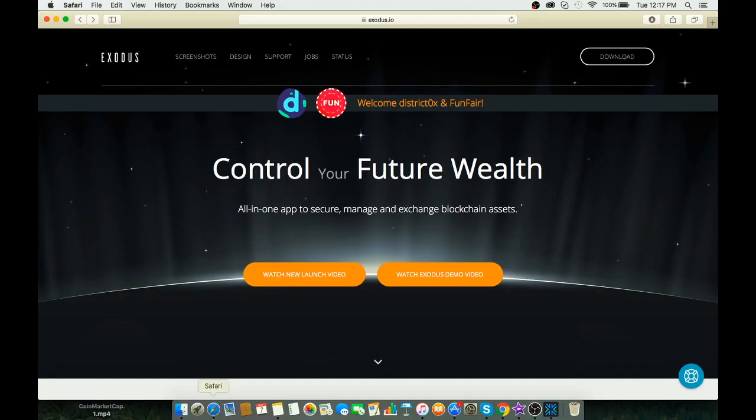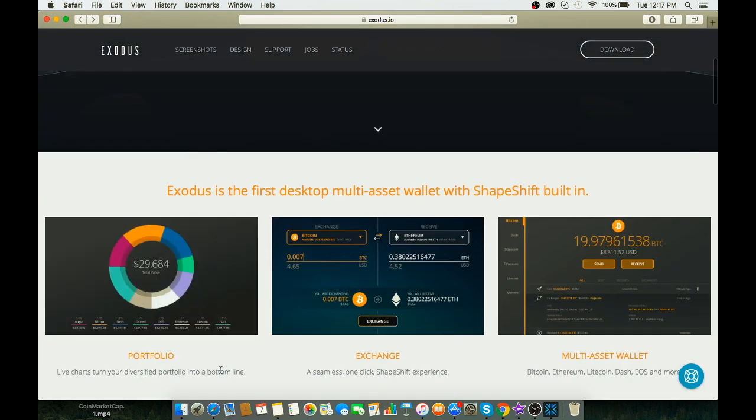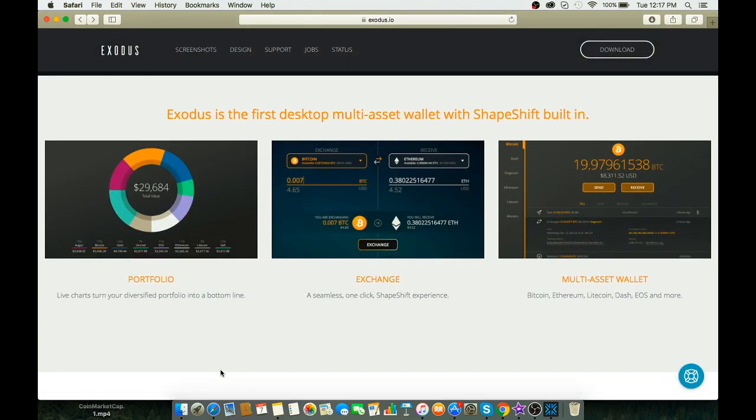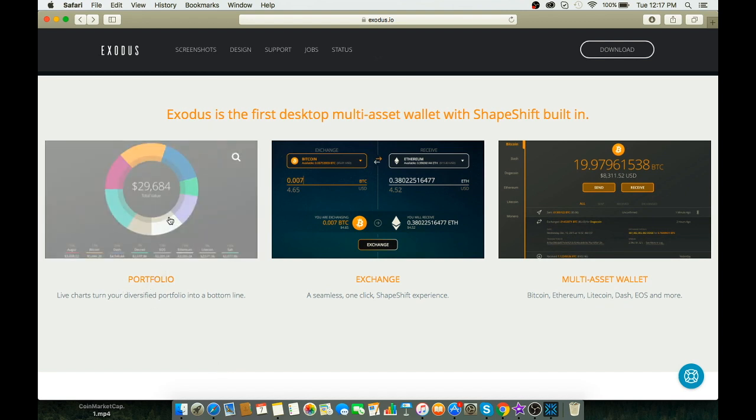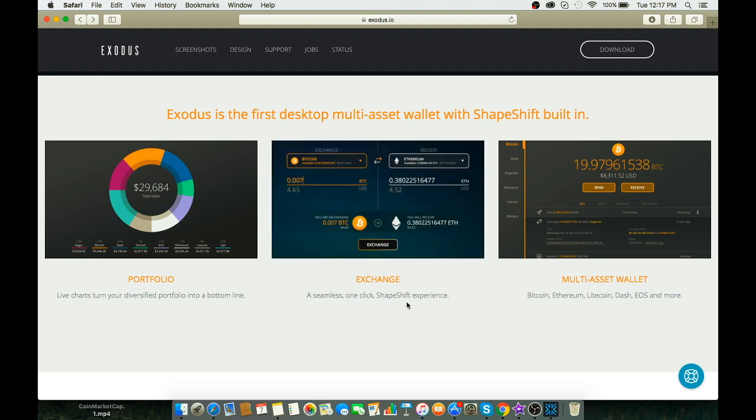All right, so I'm going to be talking about the Exodus wallet and just giving you a brief overview on what it is and how to use it. You can get the wallet by going to exodus.io, and this is going to be their homepage. Exodus is a great wallet to use. It's a desktop wallet, and it's pretty safe and secure. You'll be able to see your portfolio in percentages as well as total value. You can also exchange between currencies. So if you want to exchange between Bitcoin and Ethereum, and then send Ethereum to an exchange, you can do that through Exodus as well.